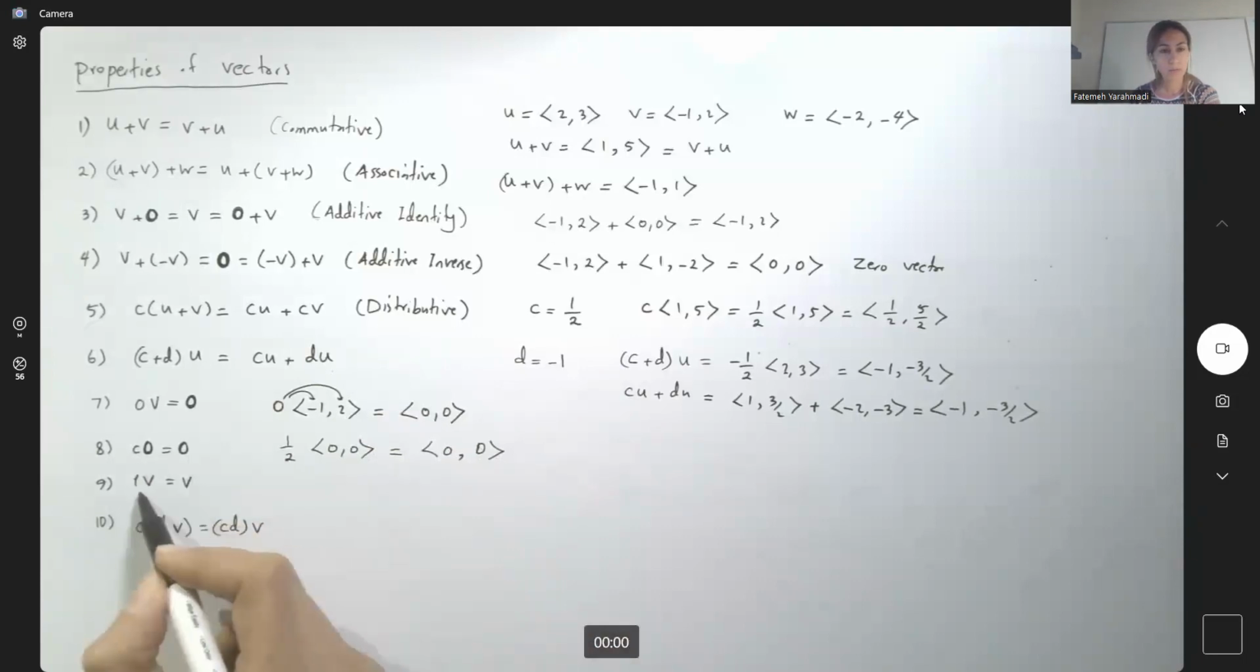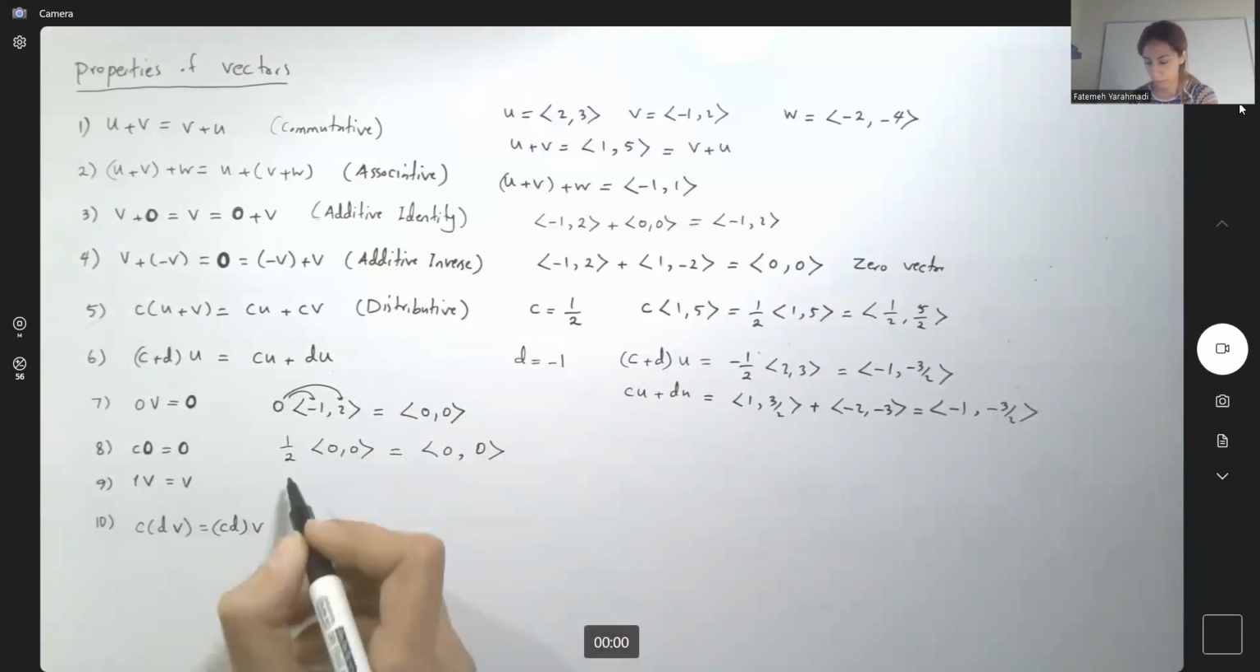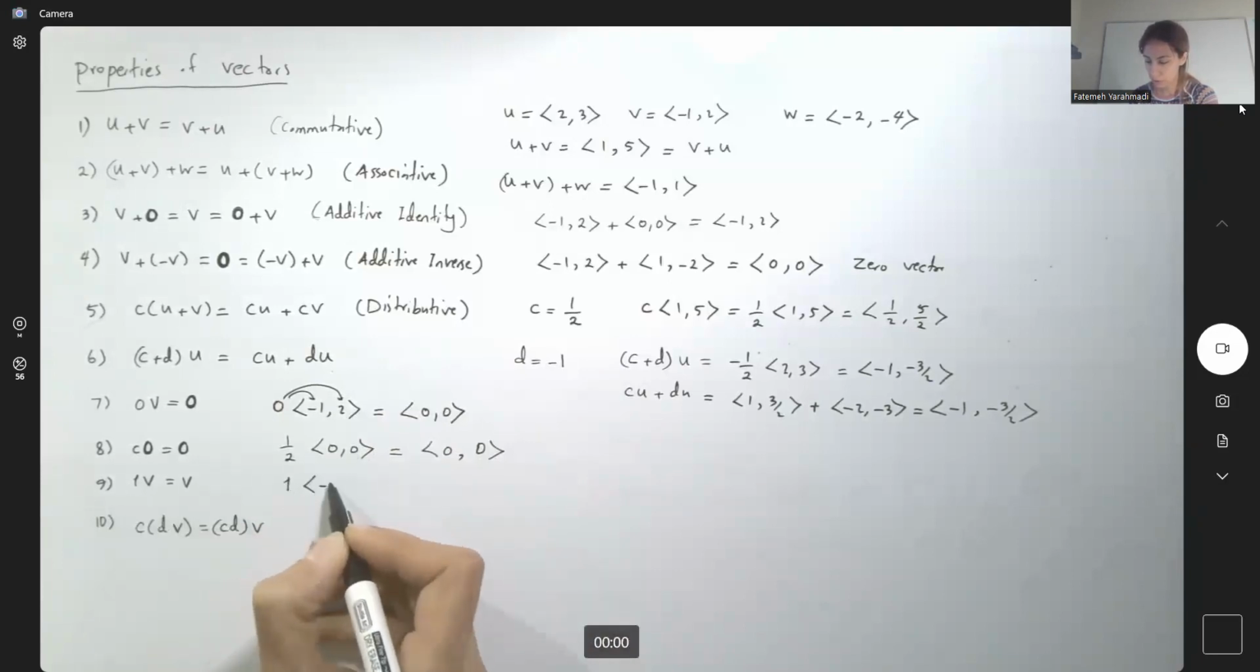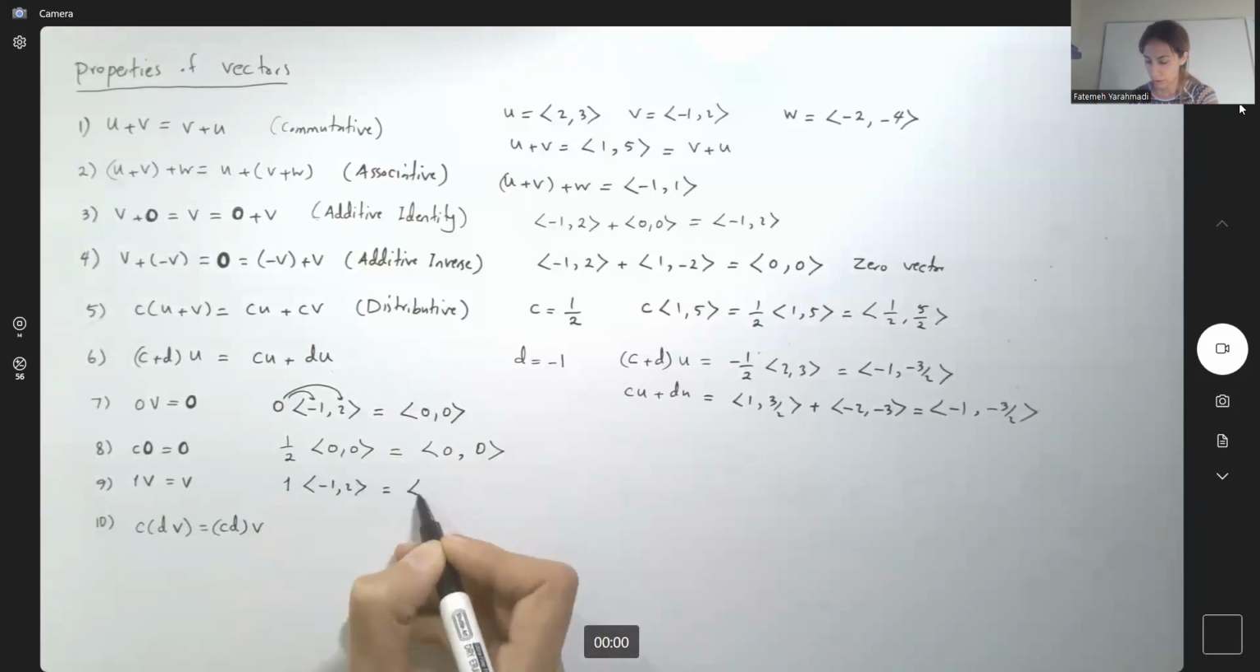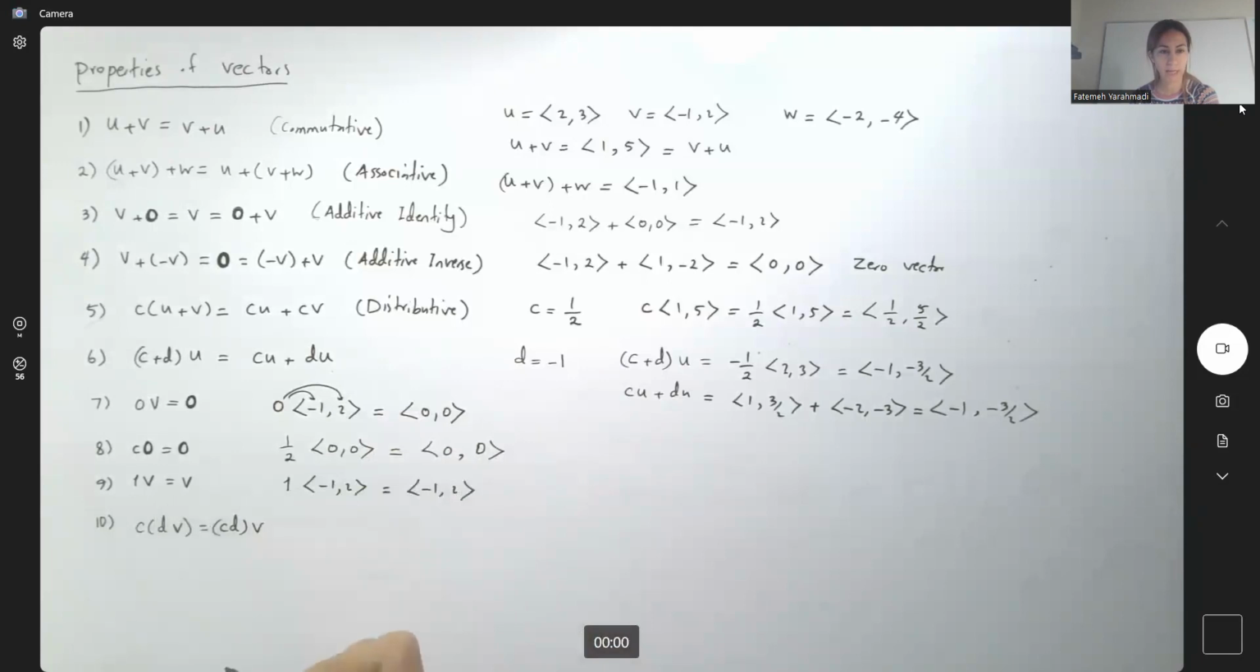1 multiplied by any vector is equal to that vector. So here you have 1 times vector v, which is negative 1 and 2. Basically, it is negative 1 and 2, which gives you the same vector back.